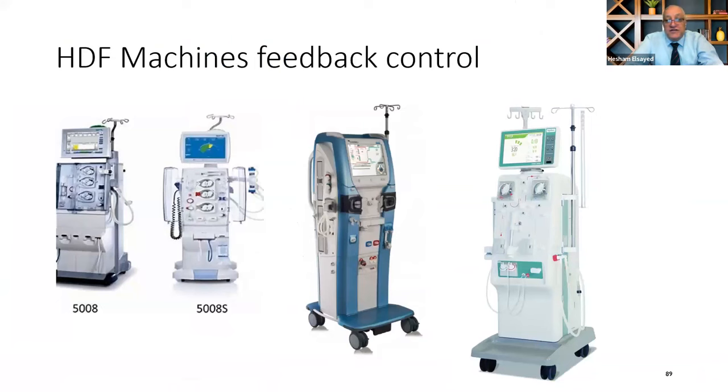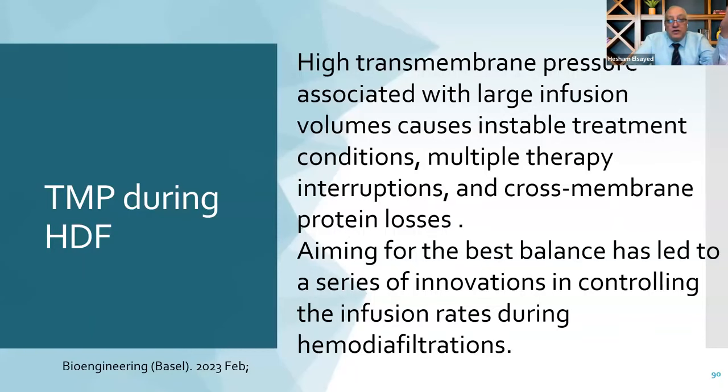And you have to use a sophisticated hemodiafiltration with feedback control. The feedback control differs between two companies. Some are using transmembrane pressure during hemodiafiltration. So we have a balance: once you have a high transmembrane pressure associated with large volume, it causes unstable treatment. So aiming for the best, which is called auto-substitution, the machine decides the volume of substitution according to the transmembrane pressure.